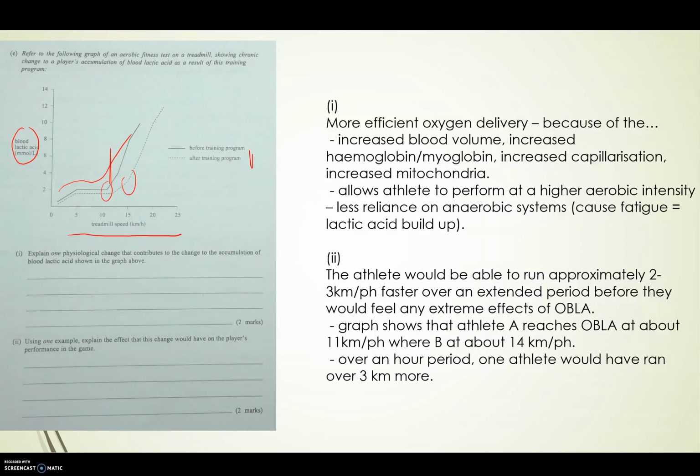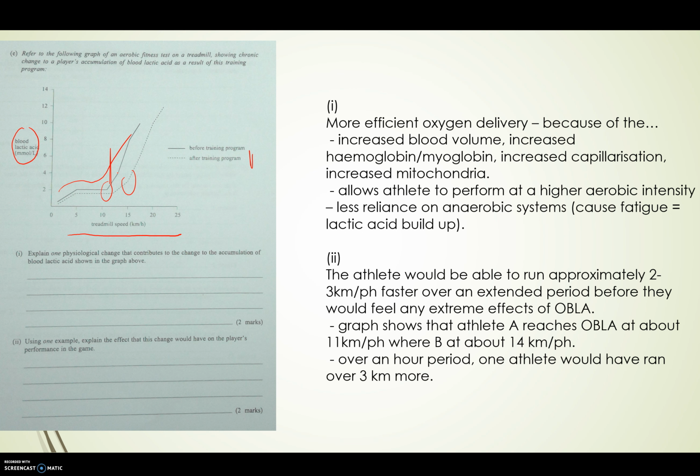So again, I've said that in the first question about being able to perform at the higher aerobic intensity. But what I'm going to do is pull bits off the graph. So the athletes would be able to run approximately 2 to 3 kilometers per hour faster over an extended period before they would feel any extreme effects of OBLA. So I can say, OBLA starts for that trained athlete at about 15 kilometers per hour compared to that treadmill speed of the untrained athlete, which is sort of 11 or 12.